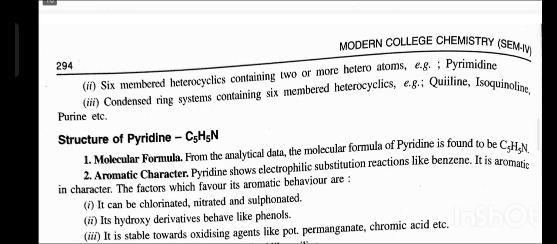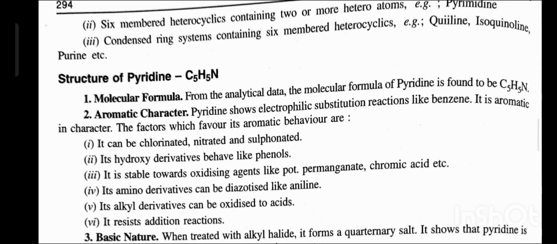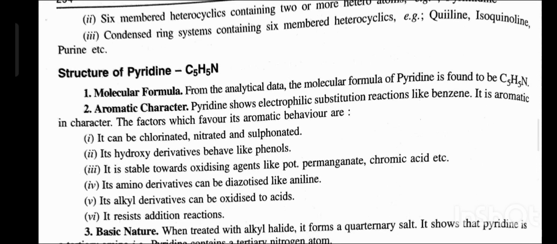Structure of pyridine. Molecular formula: from the analytical data, the molecular formula of pyridine is found to be C5H5N. Second, aromatic character. Pyridine shows electrophilic substitution reactions like benzene. It is aromatic in character. The factors which favor its aromatic behavior are: it can be chlorinated, nitrated, and sulfonated. Its hydroxy derivative behaves like phenol.